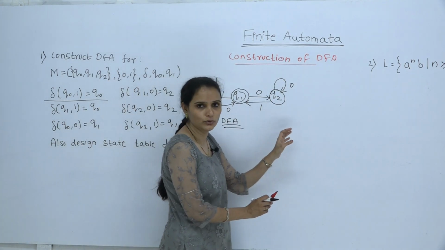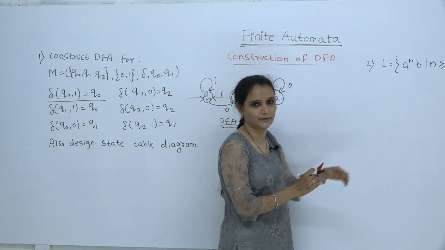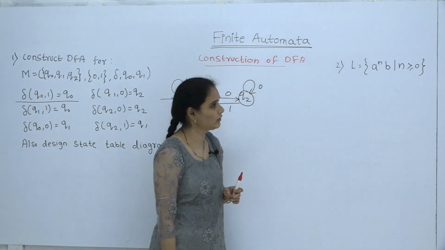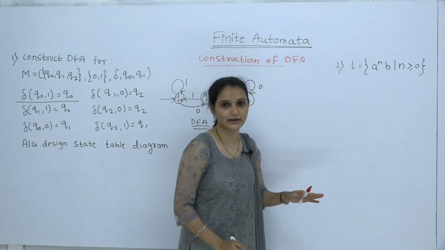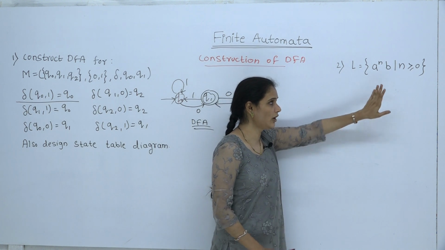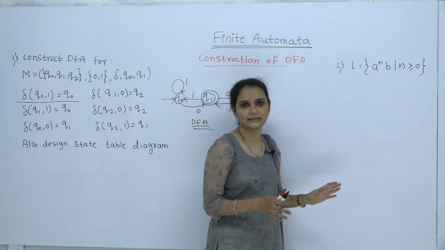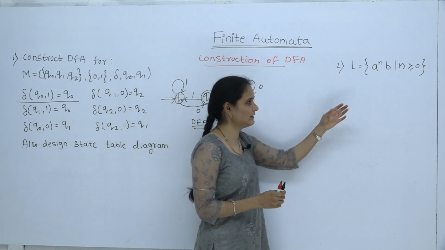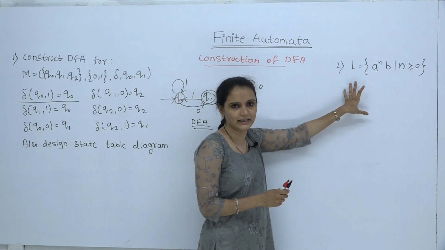Then we will move towards the next example in which the language is given. What is the language? a raised to n b, where n is greater than or equal to 0. Construct the DFA for that particular language. So see here students, here again not any kind of information is provided, like Q, sigma, delta. These kinds of examples are somewhat difficult to understand.